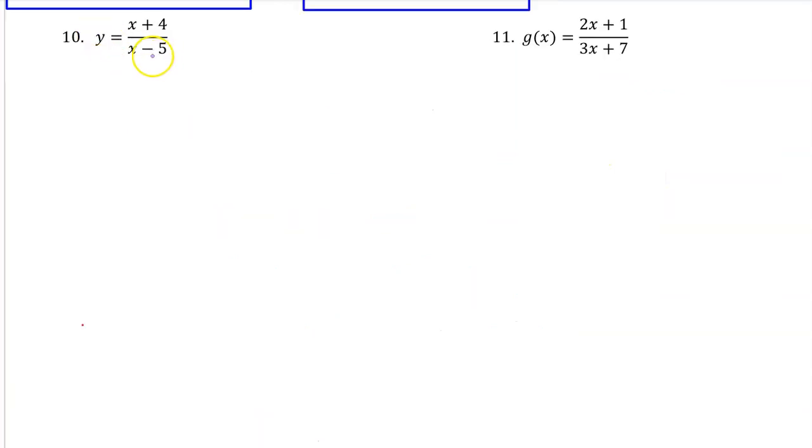Number 10. Let's begin with the restriction that x cannot equal 5, because if it did equal 5, we'd have 5 minus 5, and we'd be dividing by 0. We can't do that. The next step is to switch x and y. So we have x equals y plus 4 over y minus 5.